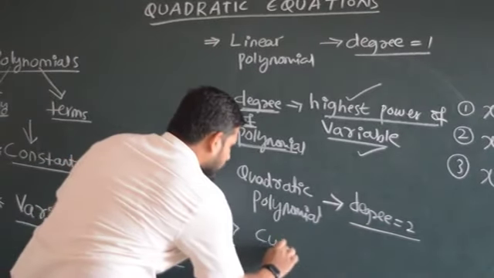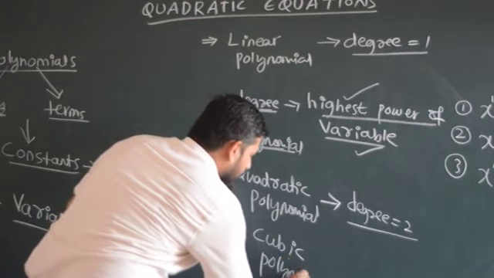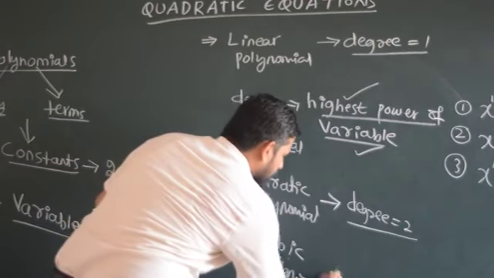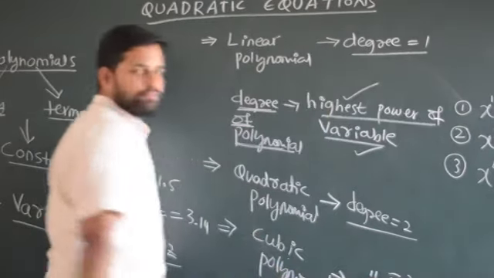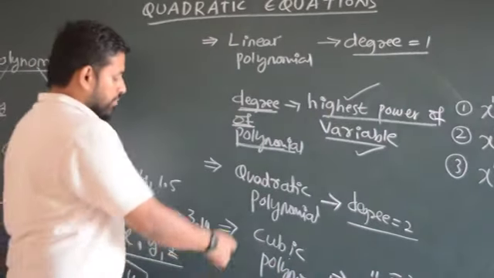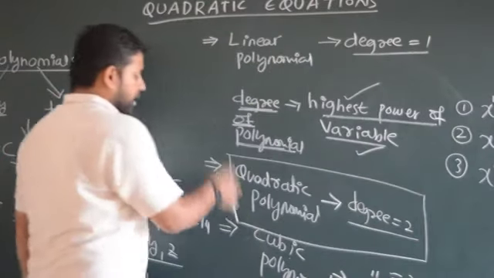Now if I say cubic polynomial, what do you mean by cubic polynomial? Whenever I say cubic polynomial, its degree is supposed to be equal to 3. So that is called a cubic polynomial. But this is not our discussion. Our discussion is all about quadratic polynomials.